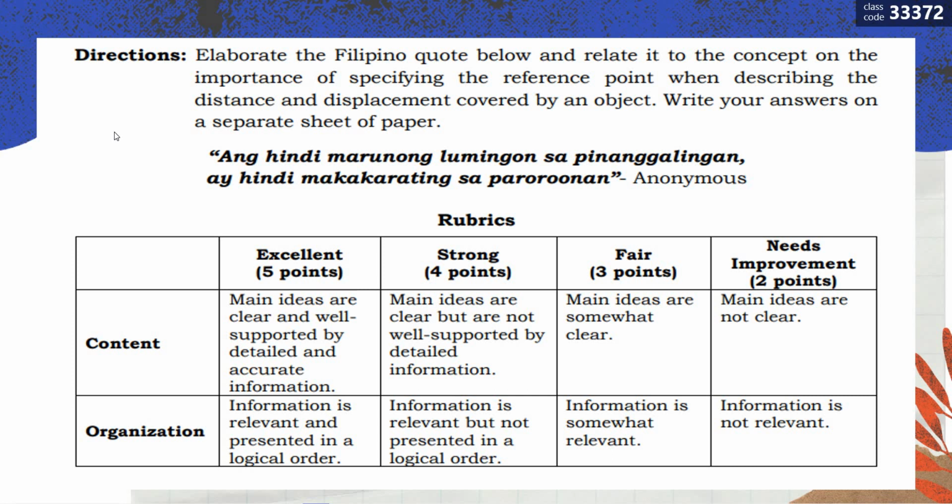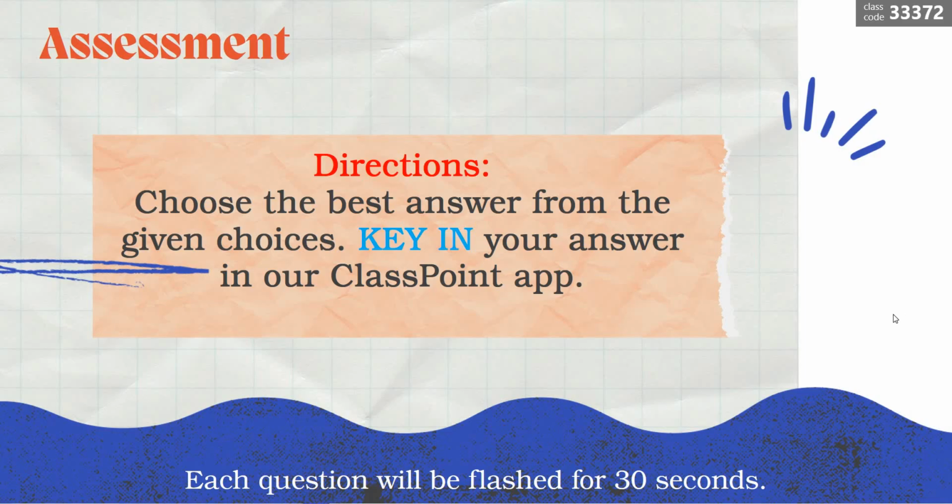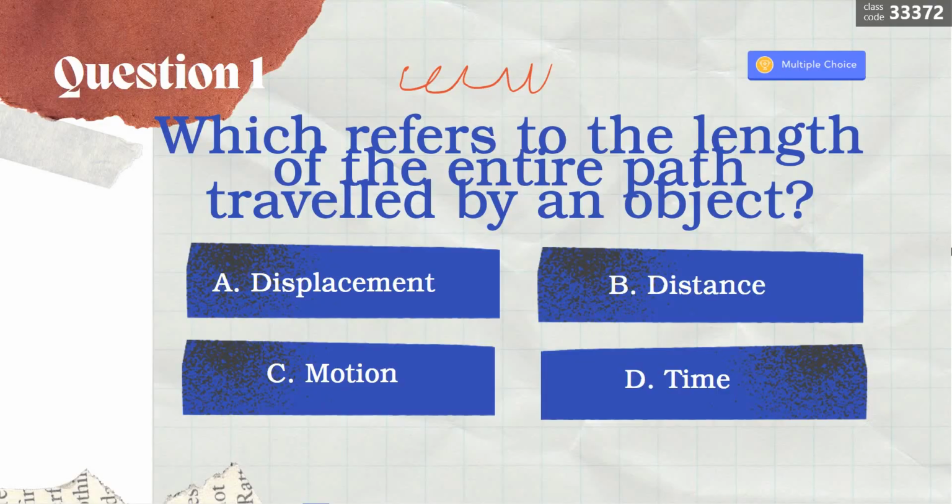So here is the rubric with the content and organization. Please concentrate on the highest point, which is 5 points, for you to have a good score. Okay, before we end our class, let's have the assessment. Directions: choose the best answer from the given choices. Key in your answer in our class point up with the class code of 333372. Are you ready? Okay, number 1.